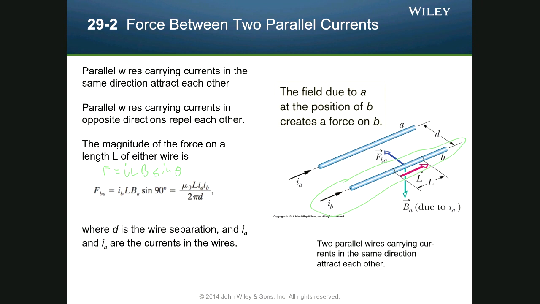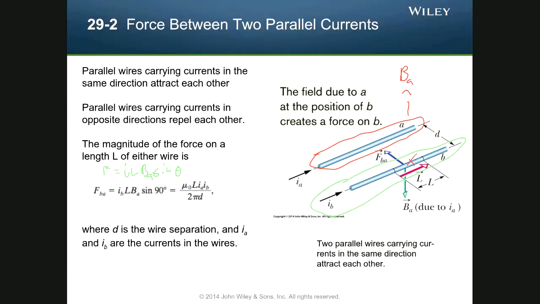All right, so in order to do that, we have to find the field from this wire. So we can use our Biot-Savart law to get B_A. All right, and that's the field. We want to find the field from this wire at this wire.